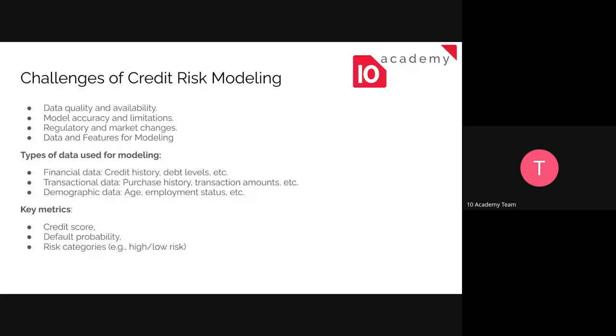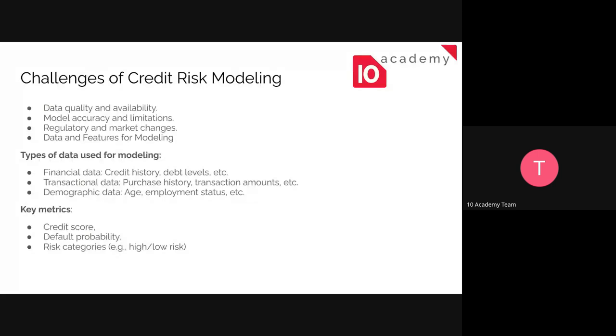Again, basically, yeah, a major challenge, but especially the first one: easily building the data. So it's not available, and it's not qualified. So that's the main reason. And the types of data used: financial data, the credit history, and transactional data, like purchase history and transaction amounts, and demographic data, like age, employment status, and so on.